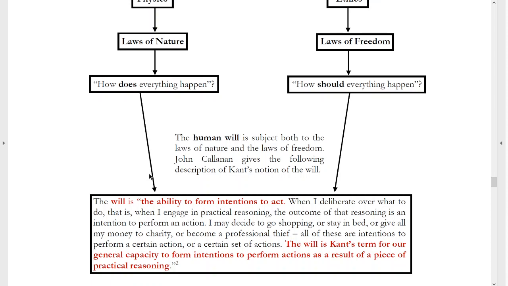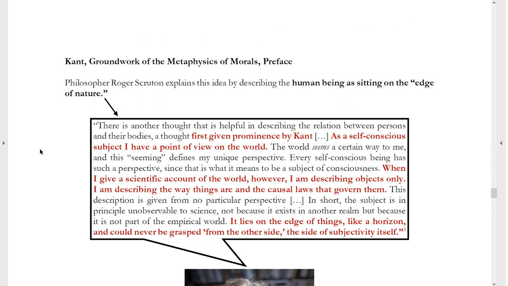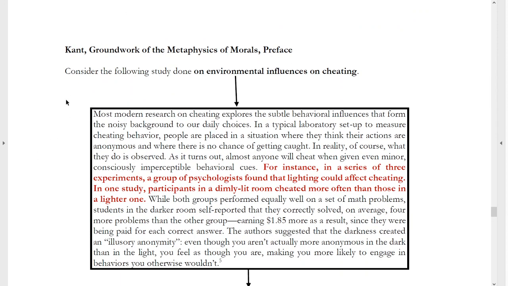Okay, so for Kant, the human will is that part of us that is affected by both the laws of nature and the laws of freedom. Our human will, or our ability to make choices on the basis of reason and act on those choices, lies in between or is affected by both of these sorts of laws. Okay, now, why would we say that? Well, let's take a simple example.